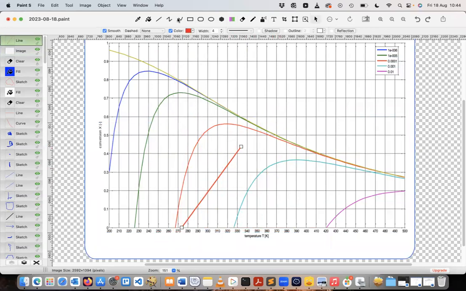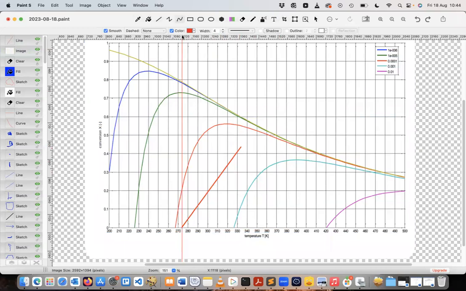So let's just put a certain curve in for our maximum rate line.